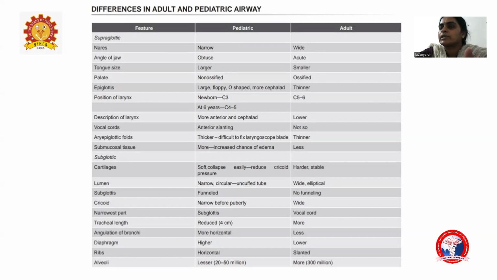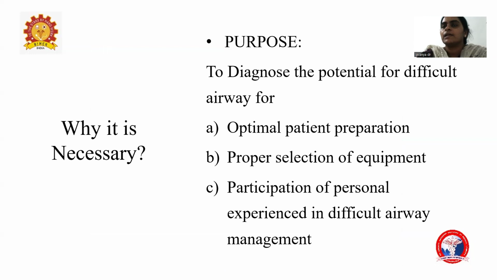Narrowest part in the pediatric airway is the subglottis, whereas it is the glottis in adults. Tracheal length is reduced by 4 centimeters, and the angulation of bronchi is more horizontal. Diaphragm is placed much higher compared to adults. Ribs are more horizontal, whereas in adults they are slanted. Alveoli are lesser in number, around 20 to 50 million, whereas it is more than 300 million in adults. So why do we want to know about the airway?